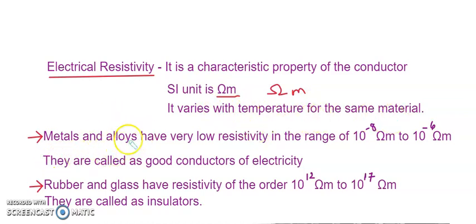Metals and alloys. An alloy is a mixture of different metals: melt different metals and mix them together. Okay, so metals and alloys have very low resistivity because they are very good conductors of electricity. Their resistivity ranges from 10 raised to minus 8 ohm meter to 10 raised to minus 6 ohm meter. Because they are good conductors, the resistivity is low. Or you can say because the resistivity is low, they are good conductors of electricity. Rubber and glass have a resistivity of the order 10 raised to 12 ohm meter to 10 raised to 17 ohm meter, and they are called insulators.